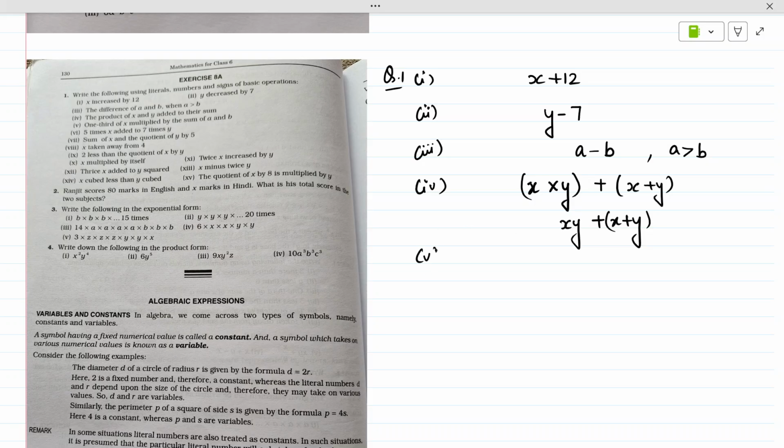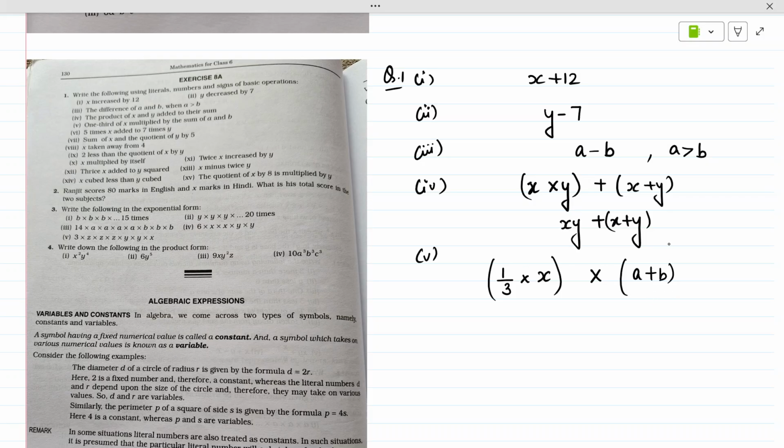Okay. Next, fifth, 1/3 of x is multiplied by the sum of a and b. 1/3 of x. So how we are going to write 1/3 of x? 1/3 of x is 1 by 3 multiply with x. This is 1/3 of x. I'm writing this whole in one bracket. And now this complete is multiplied by the sum of a and b. We are multiplying this with the sum of a and b. A plus b. So this is our whole expression.